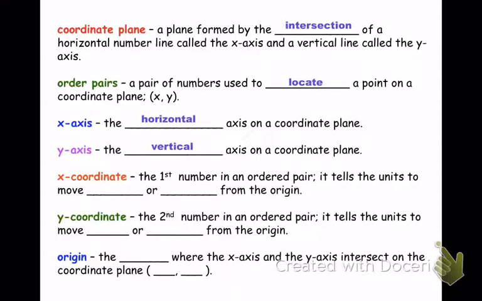The x-coordinate, which refers to the actual number, is the first number in the ordered pair. It tells the units to move left or right from the origin. And the y-coordinate is the second number in the ordered pair, which tells you to move up or down from the origin. And this word we keep using, the origin, is a very special point. It's where the x and y axes intersect, which is at the point (0, 0).